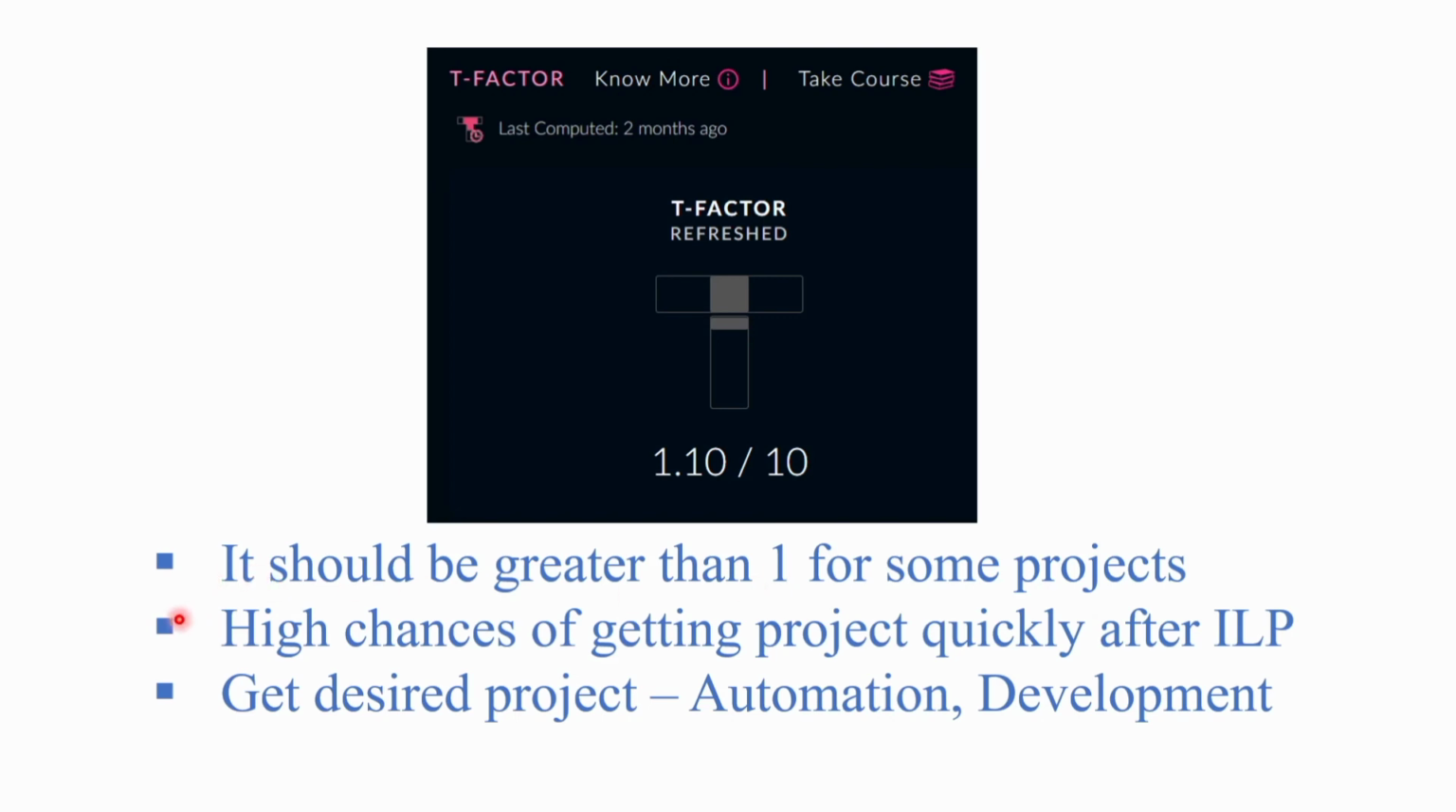Okay, and there is a second more important point, that there are high chances of getting a project quickly after your ILP. Suppose you are giving an interview for the project, okay, and you mention that I have a T factor greater than 1, then your chances of getting that development or automation or any kind of project will be high. So you will be getting the desired project like automation, development, etc.